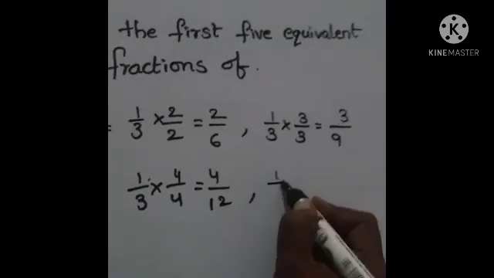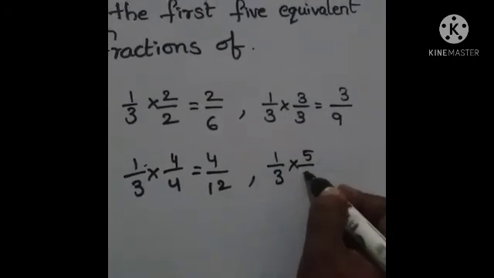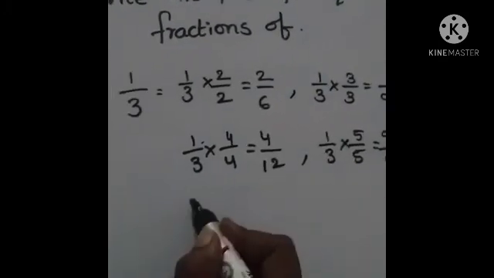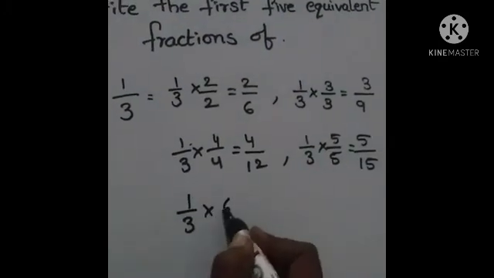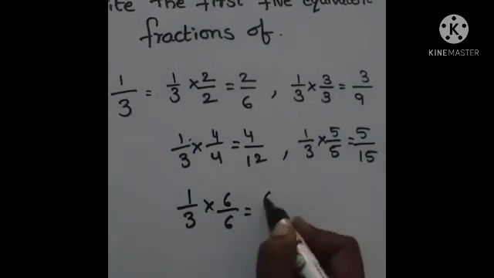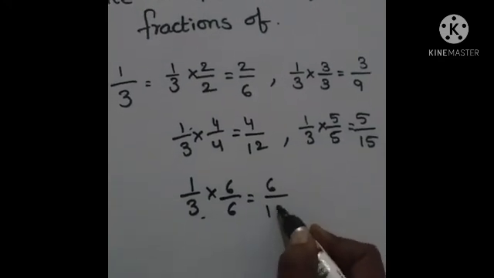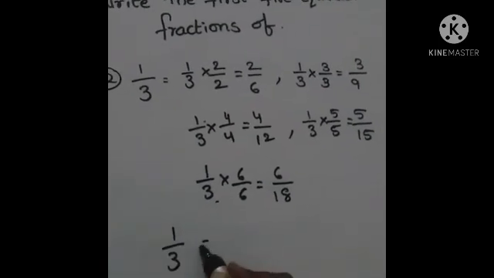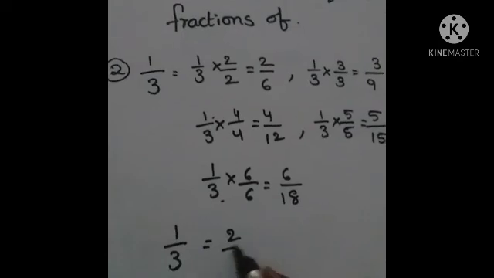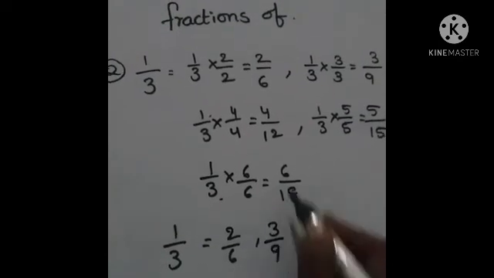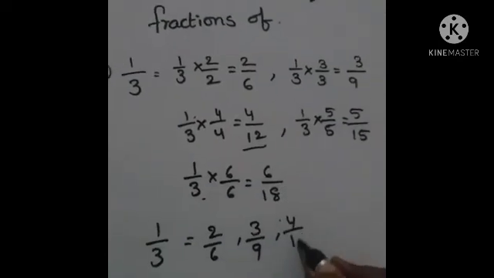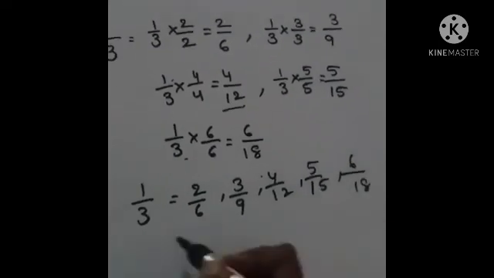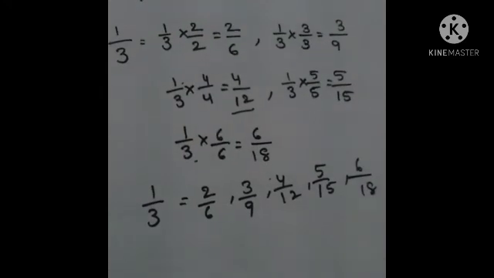Next 5. 1 by 3 into 5 by 5: 5 ones are 5, 3 5s are 15. Next 1 by 3 into 6 by 6: 6 ones are 6, 3 6s are 18. So the first 5 equivalent fractions of 1 by 3 are 2 by 6, 3 by 9, 4 by 12, 5 by 15, next 6 by 18. These are the equivalent fractions of 1 by 3.